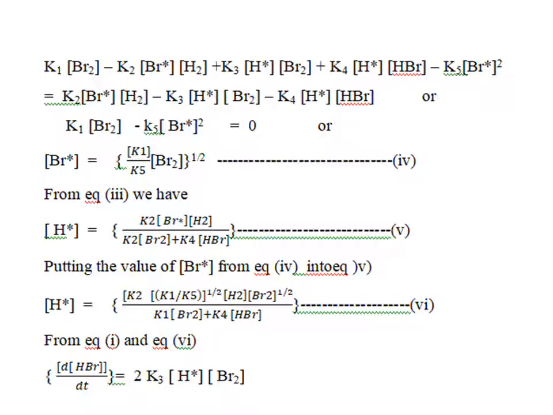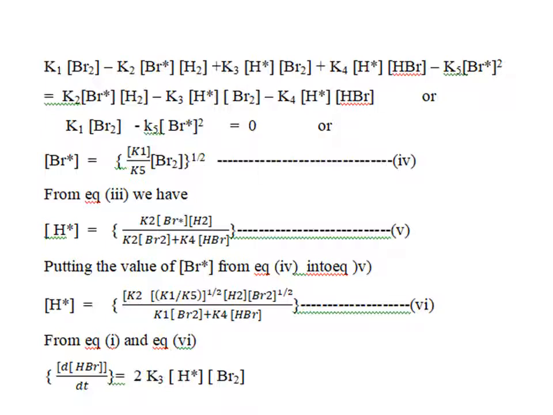From this equation we can calculate the value of Br star, that is equal to K1 over K5 Br2 under root. This is equation number 4. From equation 3 we have H star concentration, that is equal to K2 Br star concentration into H2 concentration over K2 Br2 plus K4 HBr. This is equation number 5.